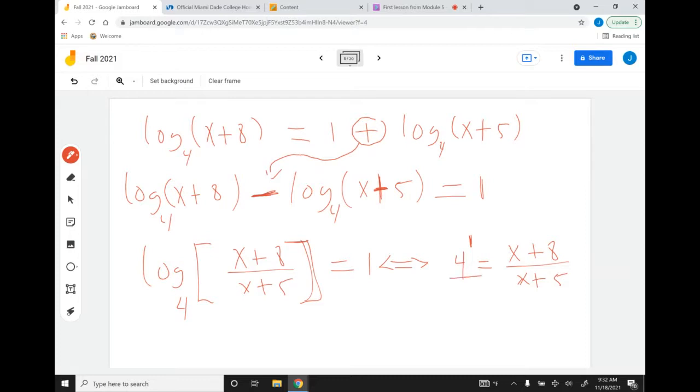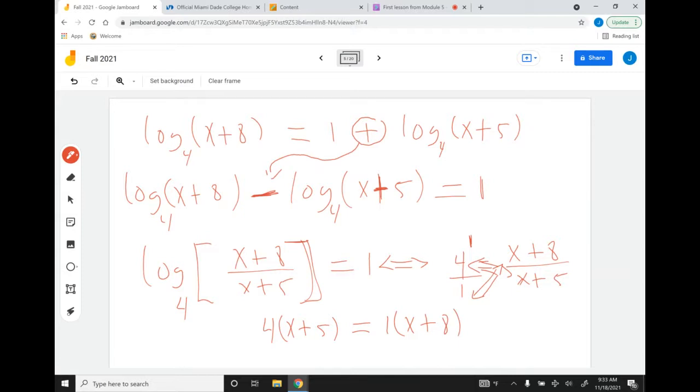So I'm going to cross multiply this thing. This is going to get a little bit messy. I may need extra space, but let's see if I can squeeze it in. So I'm going to multiply this here and this here. So let's do 4 times x plus 5 equals 1 times x plus 8. So that's what I have now.